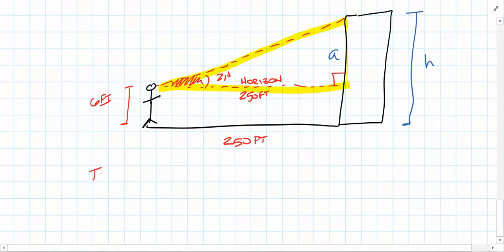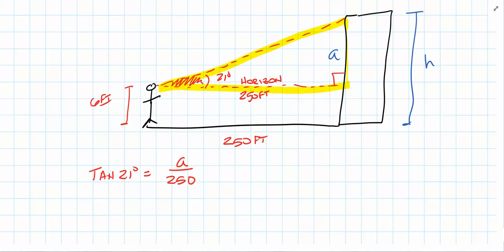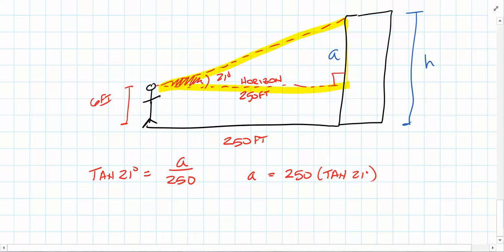I could say that the tangent of 21 degrees has to be the value of A divided by 250. Now, why did I choose to use tangent? Because I have an opposite and an adjacent. That's what I'm looking for, right? So that means that A must be equal to 250 times the tangent of 21 degrees.